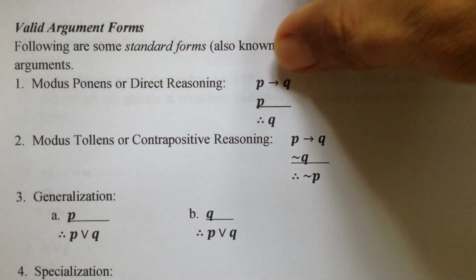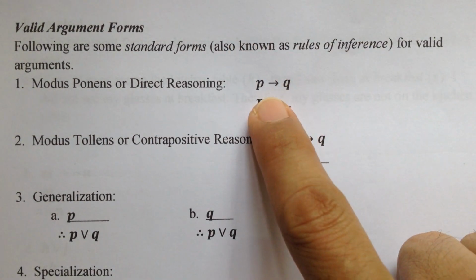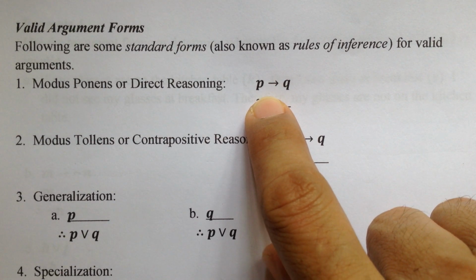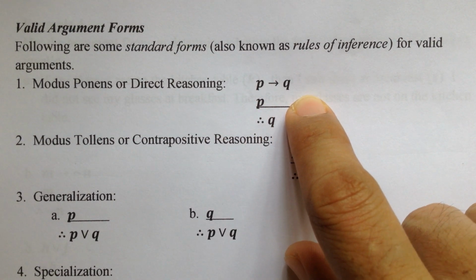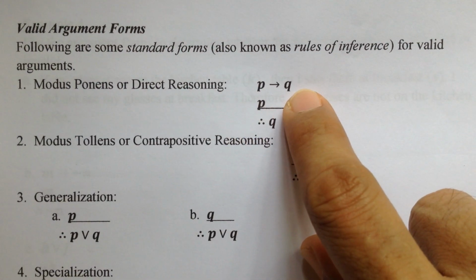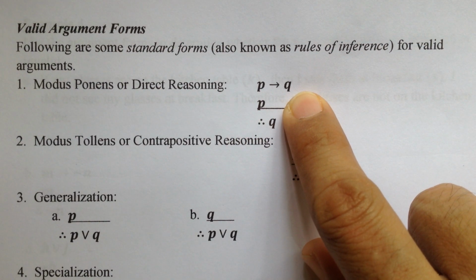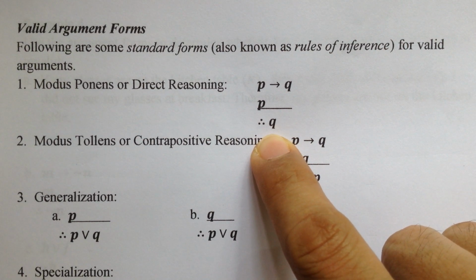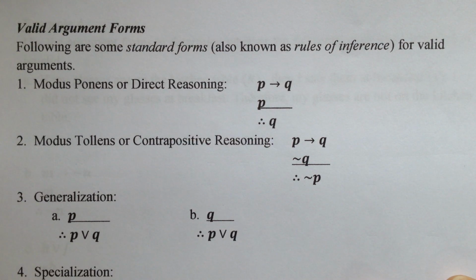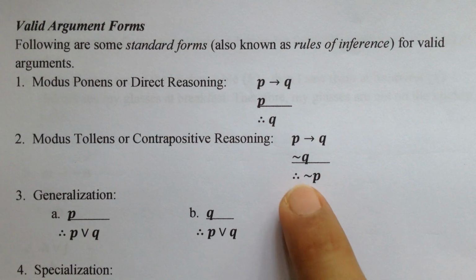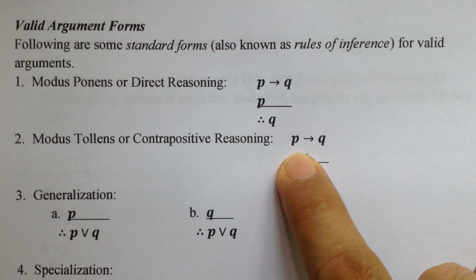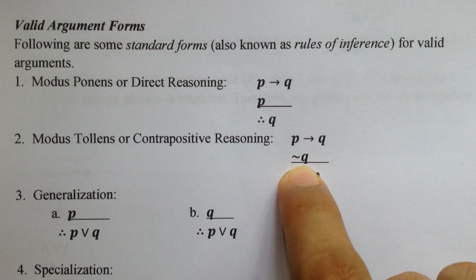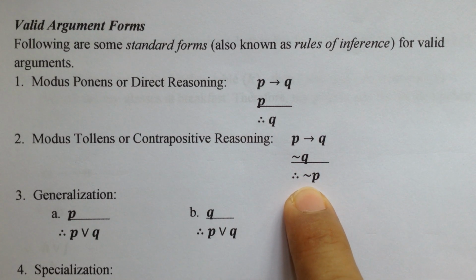So you will see that this is called direct reasoning because if the statement is if P then Q, and P is true, that means that Q is also true. So therefore, the conclusion, therefore Q, is valid. Okay. For modus tollens, or what you call contrapositive reasoning, you have if P then Q, then the second premise is negation of Q, and the conclusion is negation of P.